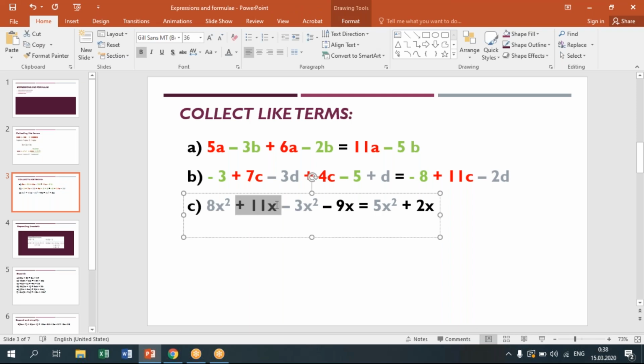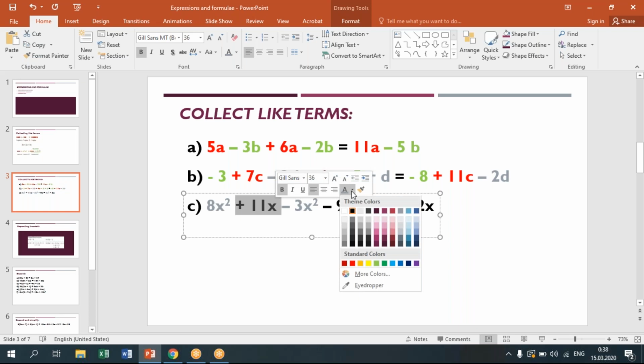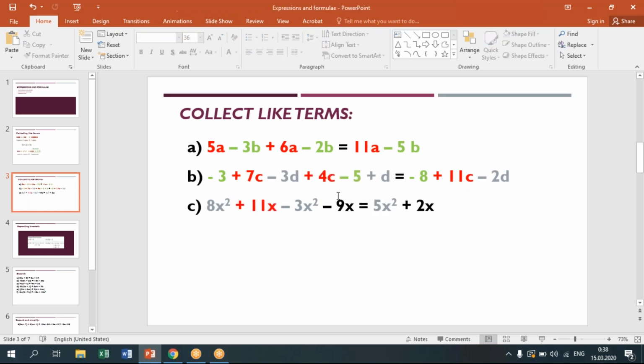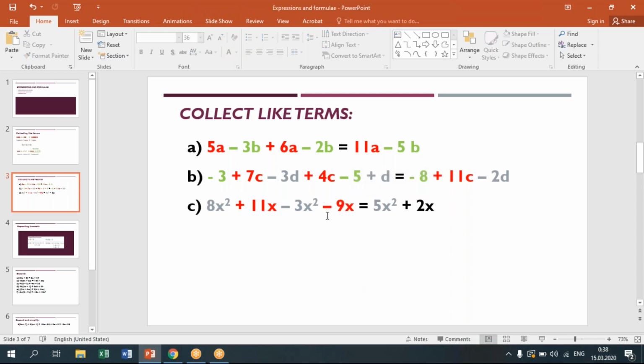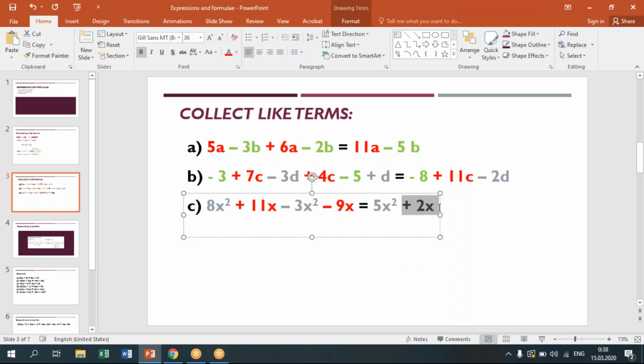Positive 11x is the next common term, and negative 9x. So positive 11x minus 9x will be positive 2x.